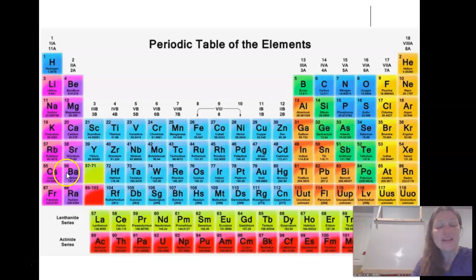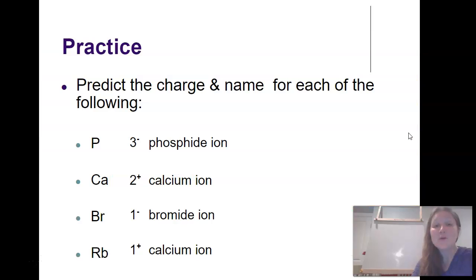Calcium is right here in group 2. It has 2 valence electrons. So would it rather lose those 2 to be like argon, or gain 6 more to be like krypton? It's going to want to lose 2, so it becomes 2 positive because it's losing negative charges, and we just call it the calcium ion.